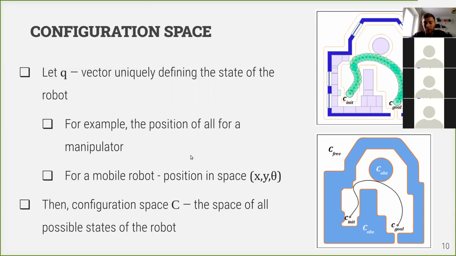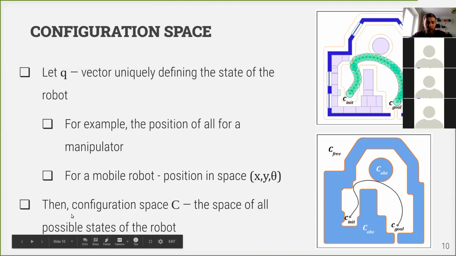For a mobile robot, which we are familiar with, position in space can be the configuration. So these three numbers, x, y, theta, can set the state or configuration of a robot. And if we have this vector Q describing the state of our robot, then configuration space C is the space of all possible states or all possible configurations of our robot.